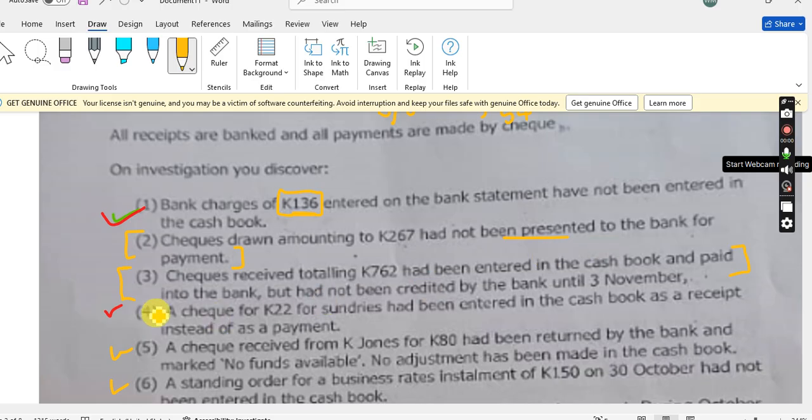Okay. Number 4. So meaning this 762 will be debited in the cash book? No. We've already done that. It's only the bank where they haven't credited yet at the bank. So we need to put that in the bank statement.